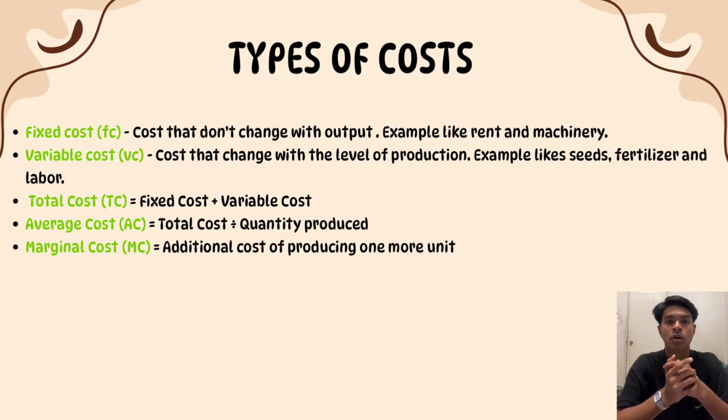First, fixed cost: cost that does not change with output, for example rent and machinery. Number two, variable cost: cost that changes with the level of production, for example seeds, fertilizer and labor. Three, total cost: fixed cost plus variable cost. Number four, average cost: total cost divided by quantity produced. And lastly, marginal cost: the additional cost of producing one more unit.